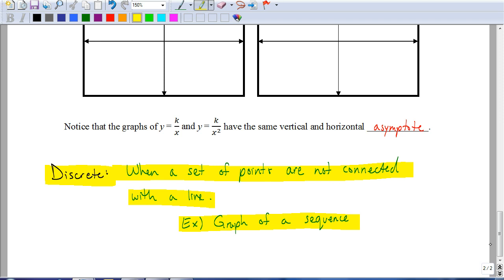So with a sequence, we only use numbers like 1, 2, 3, 4, and so on. We don't use decimals. By connecting points with a line, that means that you're including all the points between the two you have graphed. So it means that it would include the decimals. So that's it, and good luck.